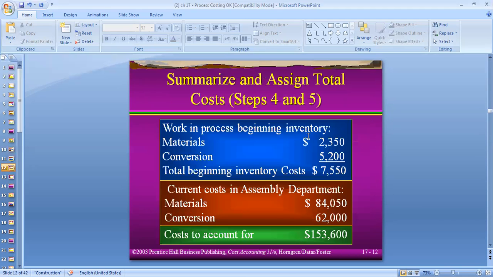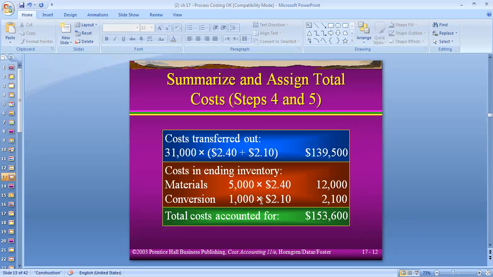Work in process beginning inventory: materials 2,350, conversion cost 5,200, the total 7,550. The output cost, current cost in assembly department: materials 84,000, conversion cost 62,050. So the current cost period and the work in process cost, the total 153,600. This is step 4. What about step 5?